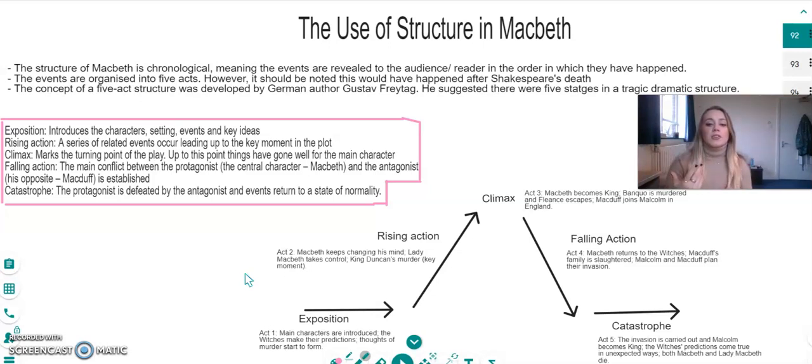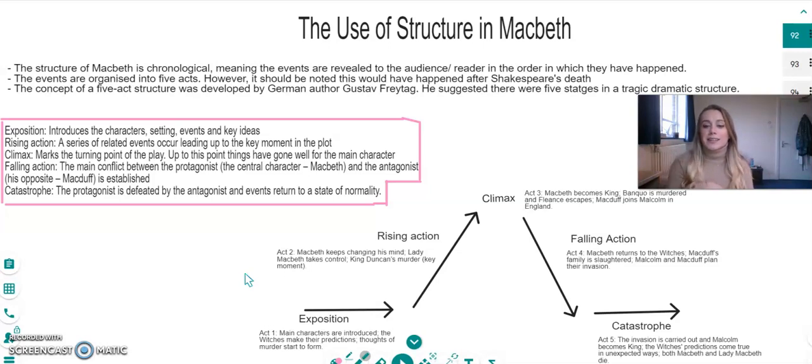And the rising action is essentially when Macbeth keeps changing his mind. This is in Act 2. And Lady Macbeth starts to take control and she begins to manipulate, and King Duncan's murder occurs. And this is a very key moment in the production, obviously. So the rising action leads all the way up to the climax.